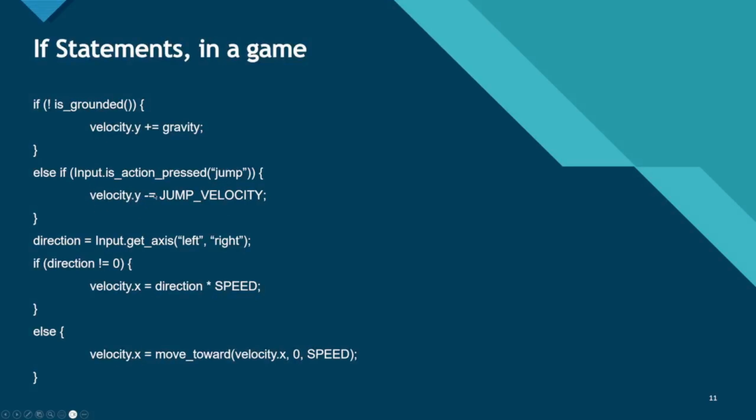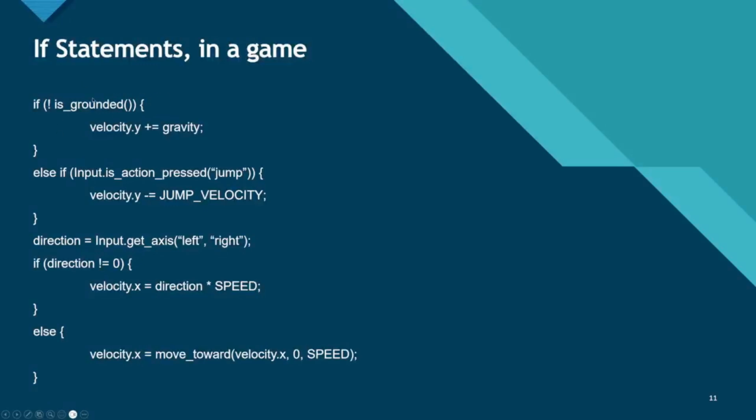Now, you might say, well, what about they have to be on the ground? Well, we've already checked that. If not is grounded, so if they are not on the ground, this code executes. Else if, well, this only executes in the case they are, in fact, on the ground. If they weren't on the ground, this would have executed. But in this case, we've already checked, are they on the ground? So now we can check, did the player press the jump button?